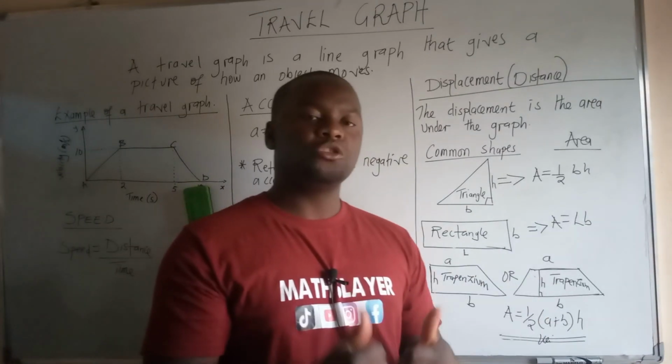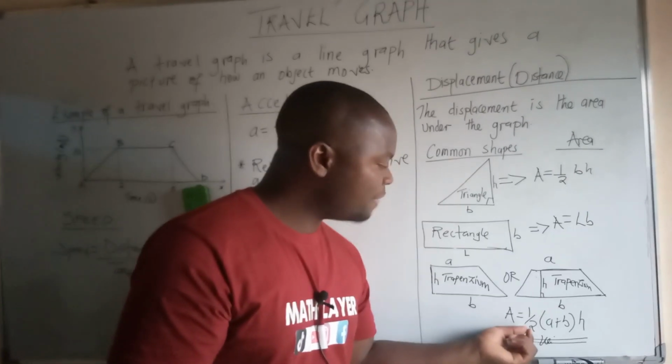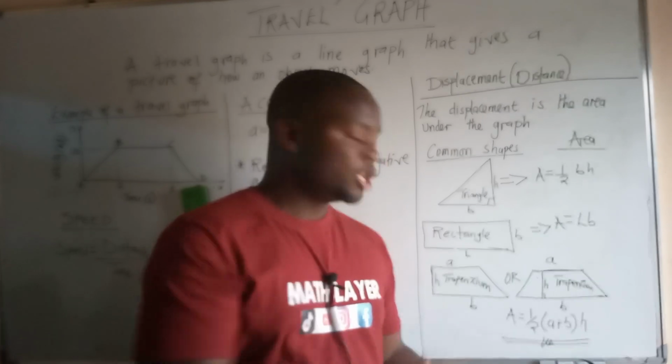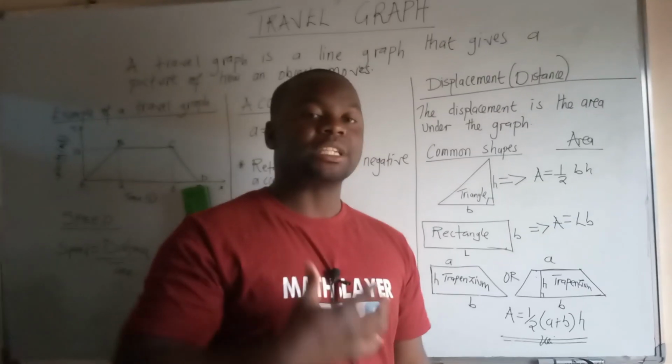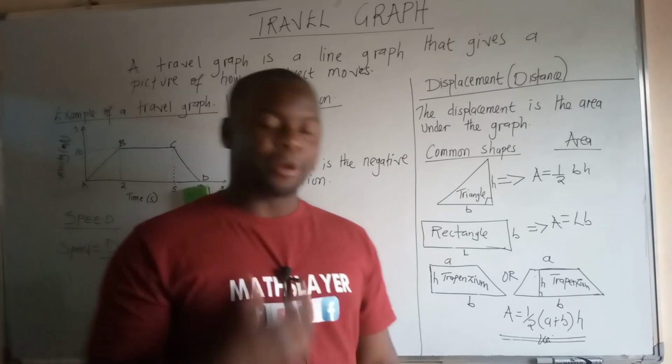The formula that you can use to calculate the area of a trapezium is: area is equal to half, open bracket, A plus B, close bracket, H. So this is the formula that you're supposed to employ when you're calculating the area of a trapezium.